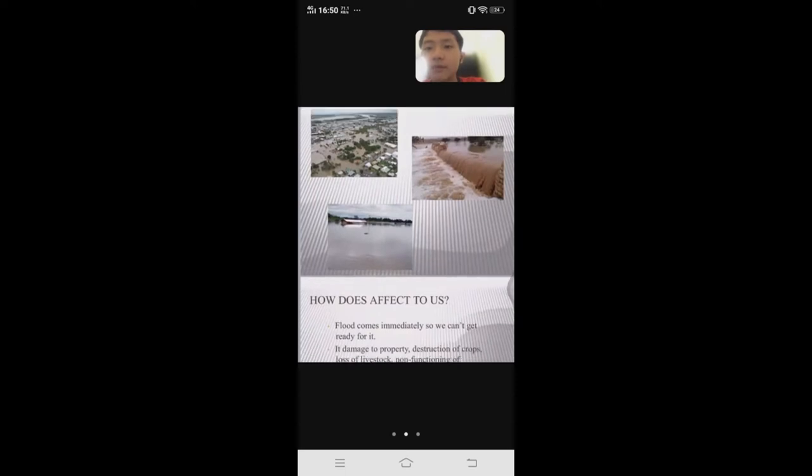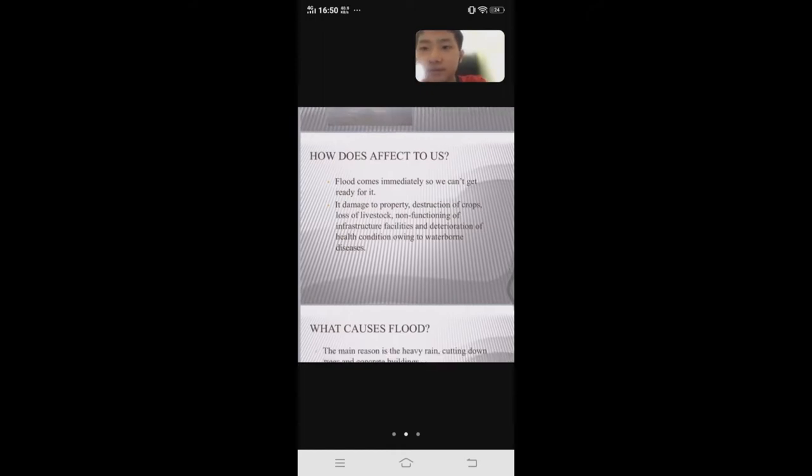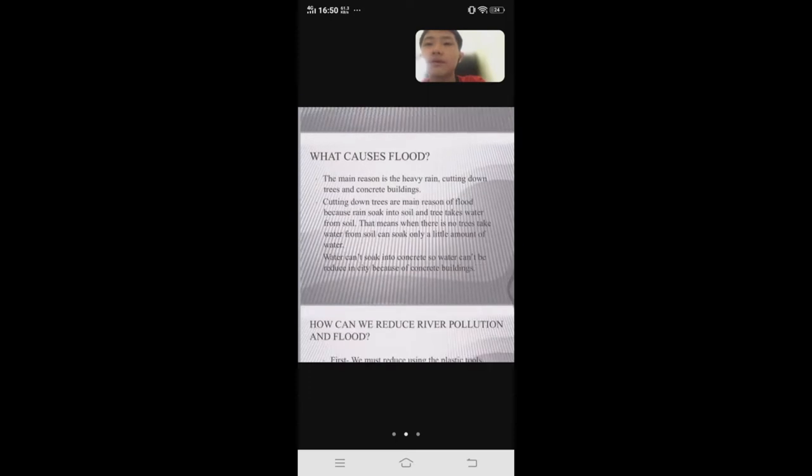How does it affect us? Flood comes immediately so we cannot get ready for it. It damages property, destroys crops, causes loss of livestock, non-functioning of infrastructure facilities, and deterioration of health condition owing to waterborne diseases. What causes flood? The main reasons are heavy rain, cutting down trees and concrete buildings.